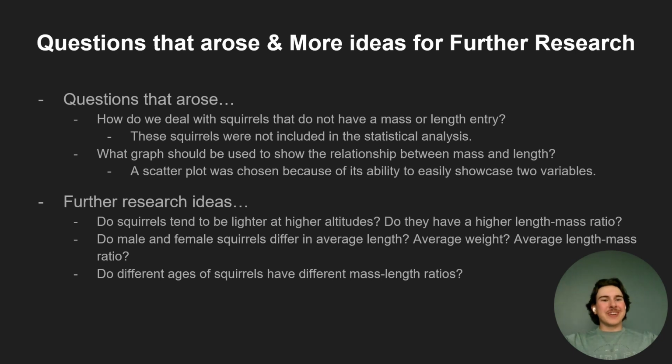So some further research ideas. One of them is, do squirrels tend to be lighter at higher altitudes? I mentioned that a little bit before. And do they tend to have higher length to mass ratios? I think that would be a cool one to explore in the future. Another one, do male and female squirrels differ in average length, average weight, average length to mass ratio? Would be cool to see how they're genetically different. And finally, do different ages of squirrels have different mass to length ratios? I just think that would be cool to see, a juvenile squirrel versus an elderly squirrel, to see if they really differ in that area, and maybe they don't at all. A future study would help us see that.